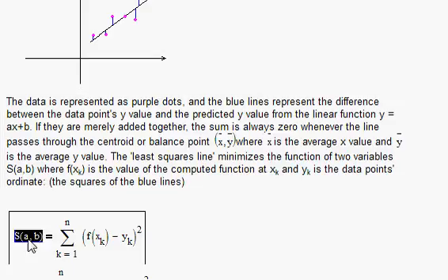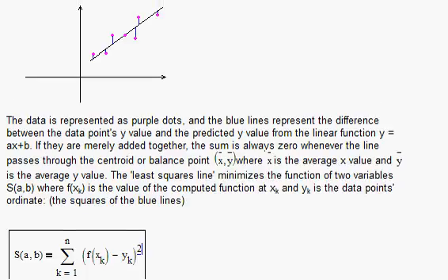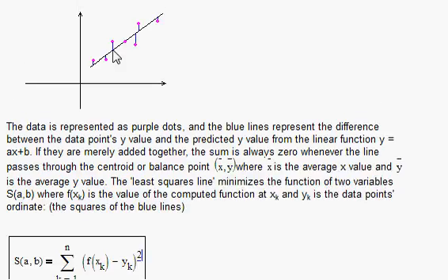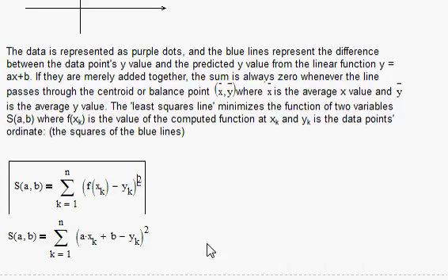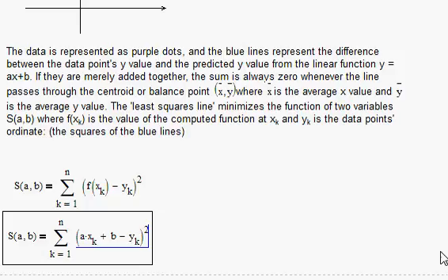So here's our function S of a, b, and that's equal to the sum of f of x sub k minus yk, squared. So in other words, the f of xk from our line would be here, and the yk from the data would be here. So we're minimizing the squares, those blue lines squared. And so this is our function of two variables.